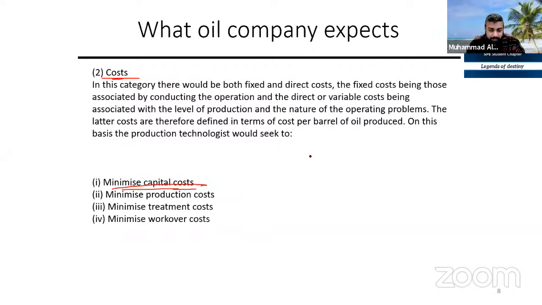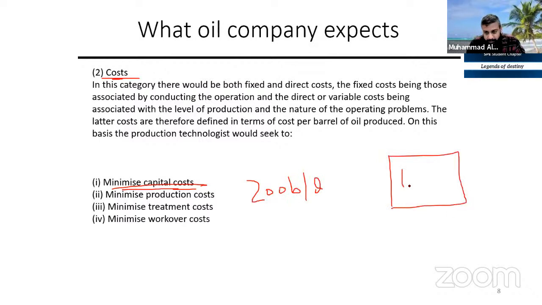For example, you are designing a storage. The well has capacity to produce 200 barrels per day. You put in storage of 400 barrels per day.